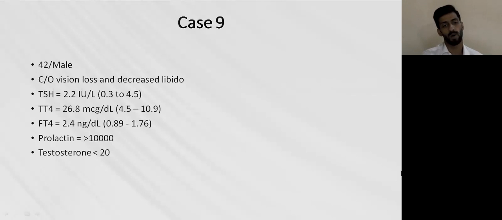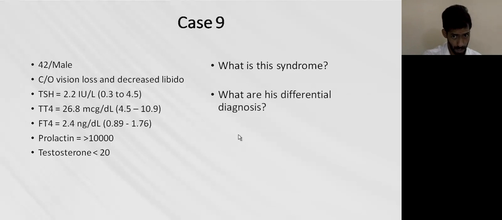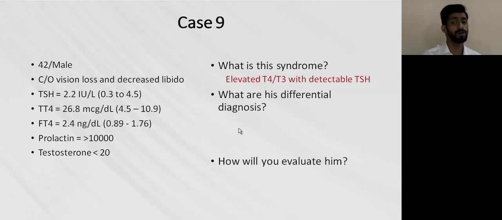Rings a bell? Now, a couple of other investigations in him. His prolactin was more than 10,000 and his testosterone is less than 20. That is because these are the two complaints he's mentioned. He's saying vision loss, so I check prolactin, and he's saying decreased libido, so I check testosterone. Now, what is the syndrome? The syndrome is what I mentioned: elevated T3, T4 with detectable TSH.